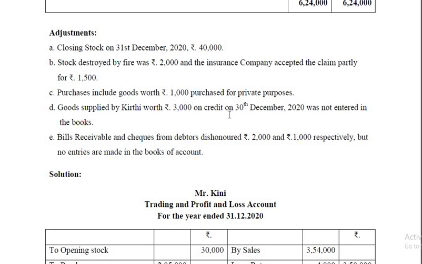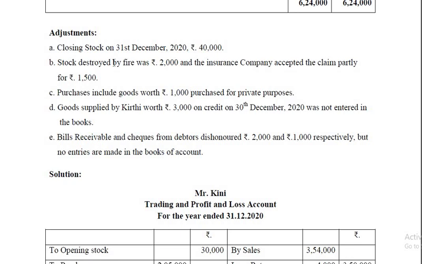Actually, the entry is drawings account debit to purchases account. The adjusting entry is drawings account debit to purchases. It should be added to drawings and deducted from purchases. And in the trading account, from purchases you have to deduct 1,000, and in the balance sheet from the capital you have to deduct drawings, and drawings also include this 1,000 rupees.